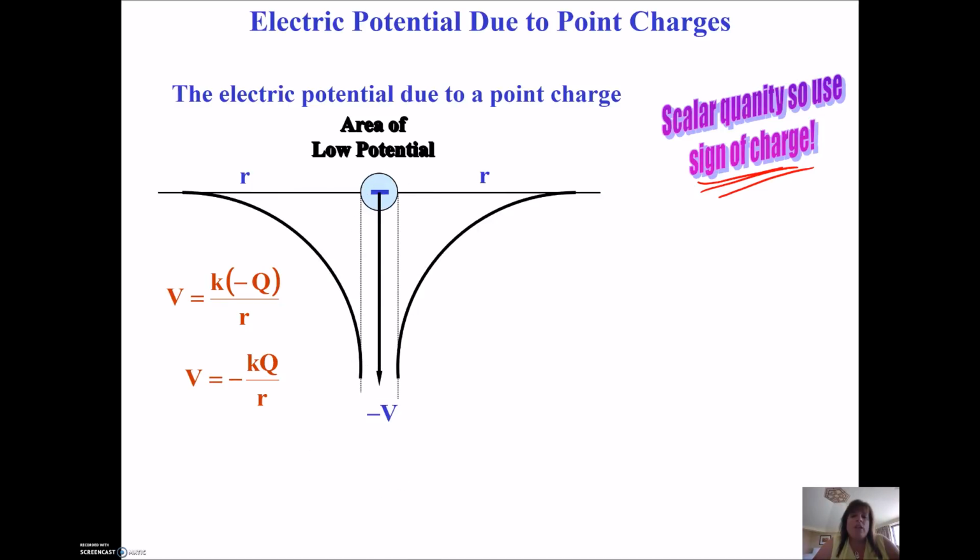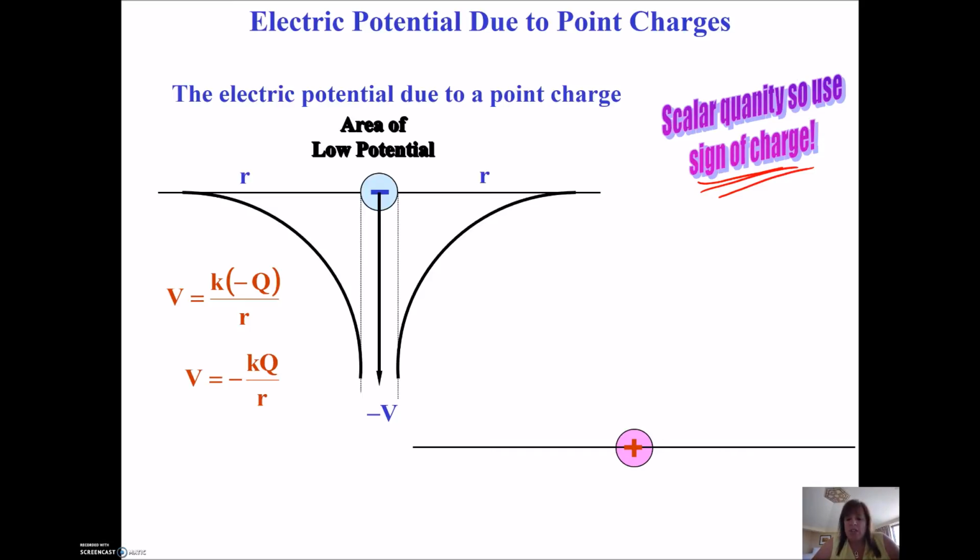Now, anytime we're around a negative charge, we call these areas of low potential. It doesn't mean that it has low potential or that you have low potential. It just means that it is an area around a negative charge. It could be a really high number, but we still call it an area of low potential.